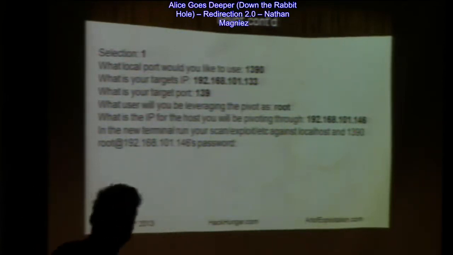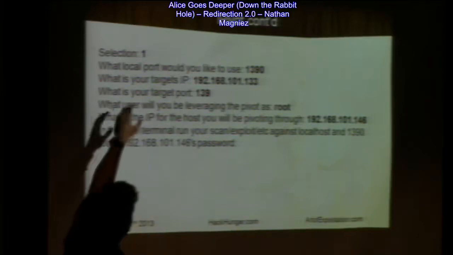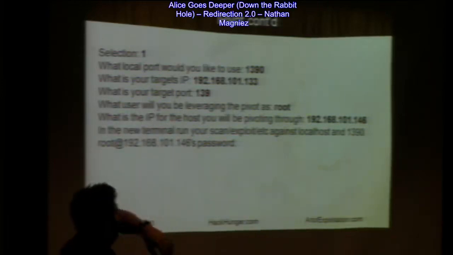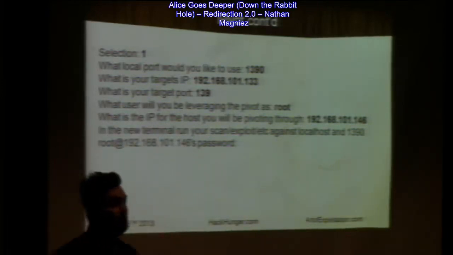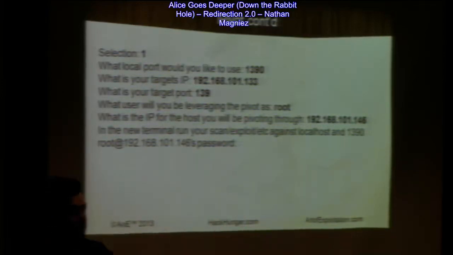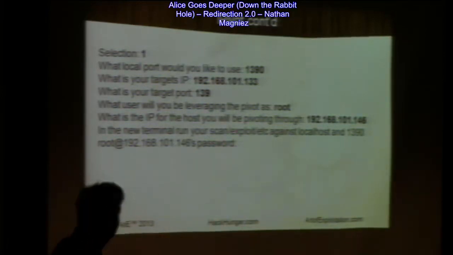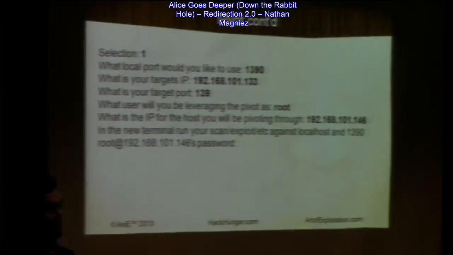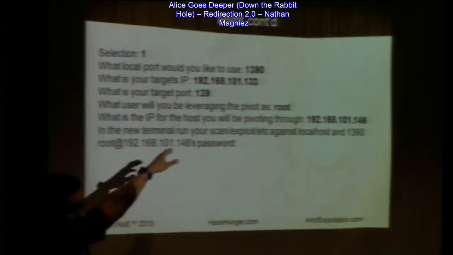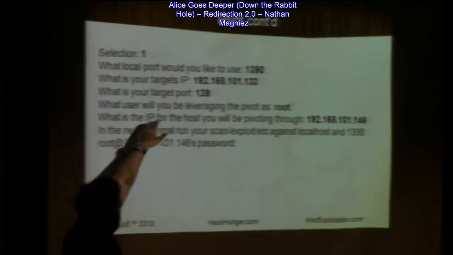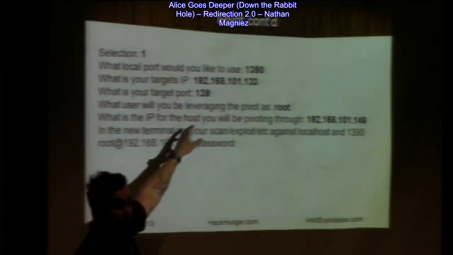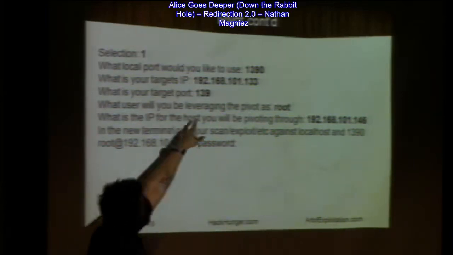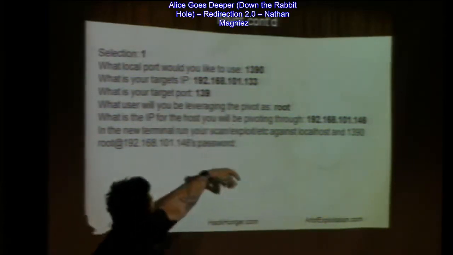So you select selection number 1. You tell it what local port you would like to use. This is the local port of the redirector machine, so 1390. What is your target's IP address? That's the next hop, or the next redirector, or your end target, depending on where you're at on the redirection chain. You tell it the next IP address, and then where it's ultimately going to go, what port. In this scenario, we're going to send it off to the end target, so 139.